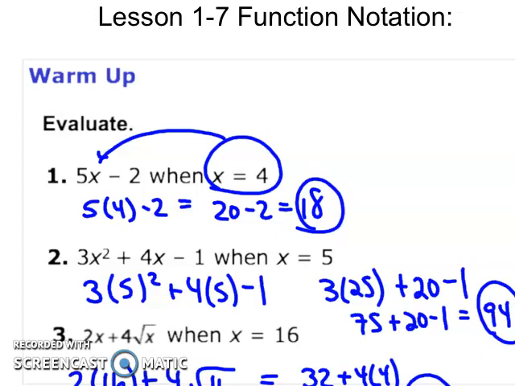This is lesson 1-7, function notation. Our warm-up today, we have plugging in values for x. So 5x minus 2, we're going to plug in 4. So 5 times 4 minus 2, 20 minus 2, which is 18.